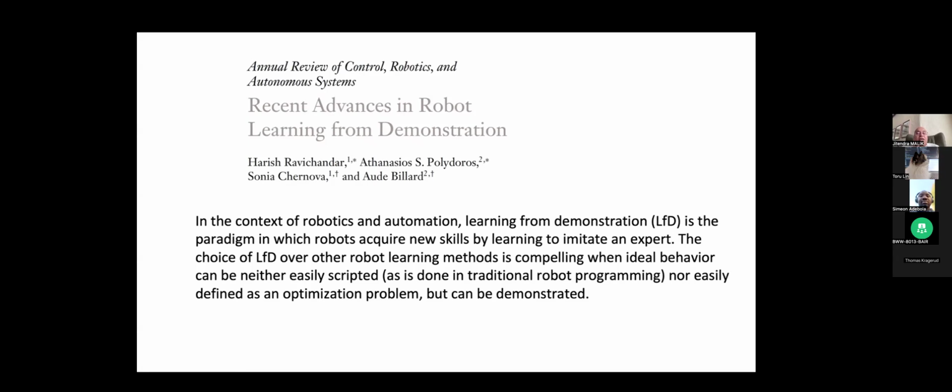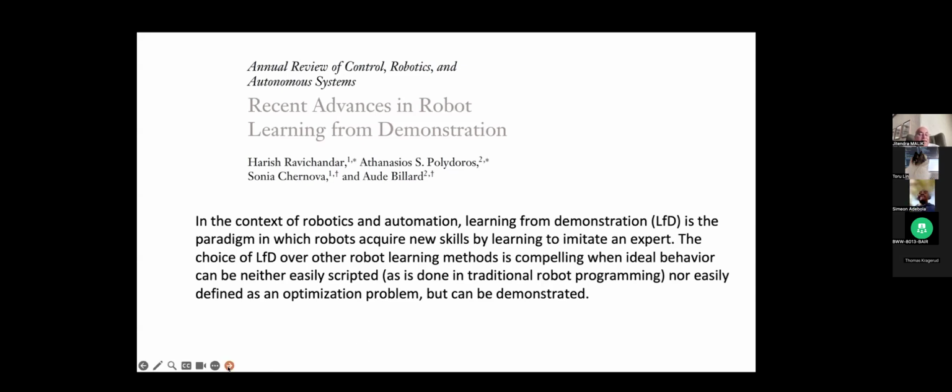Here's the abstract of a recent review paper by these folks. They have this statement: in the context of robotics and automation, learning from demonstration is the paradigm in which robots acquire new skills by learning to imitate an expert. And they abbreviate this as LfD, learning from demonstration. So the choice of LfD over other robot learning methods is compelling when ideal behavior can be neither easily scripted, as is done in traditional robot programming, nor easily defined as an optimization problem, but can be demonstrated.